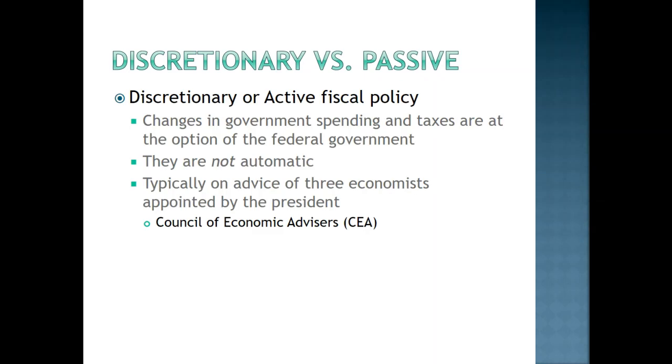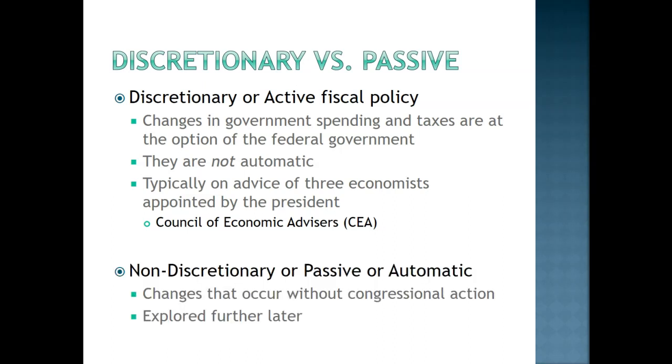So fiscal policy, before we get into the details, is federal government policies, or local or state government policies. And the focus is going to be on the economic aspect. Okay. So discretionary or active fiscal policies are changes in government spending and taxes that are at the option of the federal government, meaning their actions are being discussed, they're actively pursued, votes have taken place, executive orders have been passed.